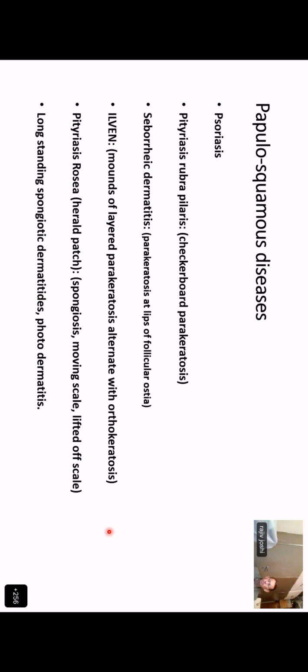So a host of diseases can give rise to the psoriasiform pattern. A group of them would be known as the papulosquamous diseases, which would include psoriasis, pityriasis rubra pilaris. Here the specific finding is checkerboard parakeratosis. Seborrheic dermatitis: here the specific finding is parakeratosis at the lips of the follicular ostium. ILVEN, which is inflammatory linear verrucous epidermal nevus: here the specific finding is mounds of layered parakeratosis, which alternate with orthokeratosis. Pityriasis rosea, especially the first herald patch, which is a large lesion: you get spongiosis, moving scale, and a lifted-off scale. And long-standing spongiotic dermatitis or photodermatitis.